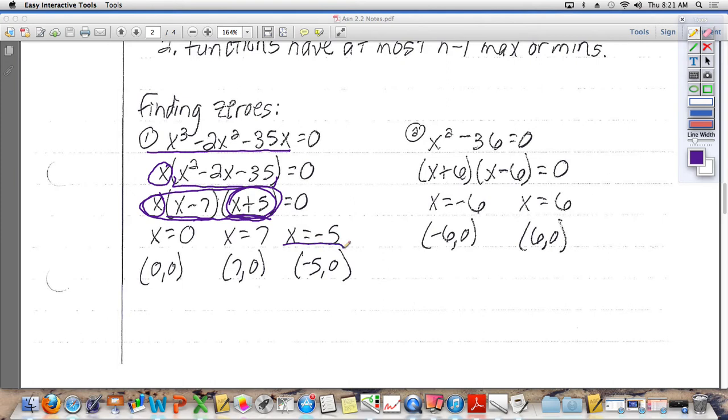What about the x minus 7? What about this part right here? X minus 7. What about that? It's going to be 7, because if I put an x value of 7 in here, I have 7 minus 7. That gets me 0. So we have another 0 at 7.